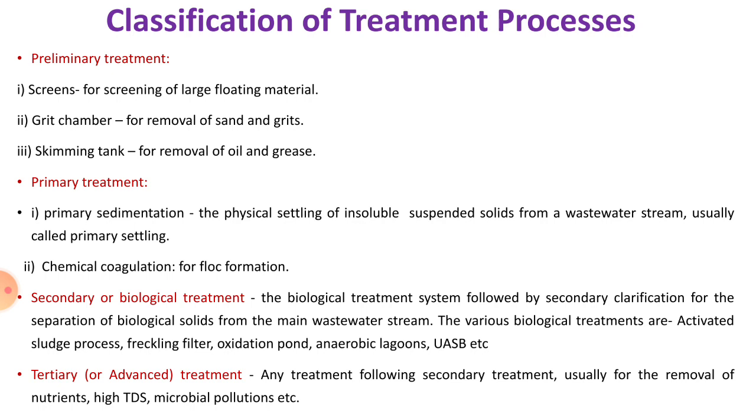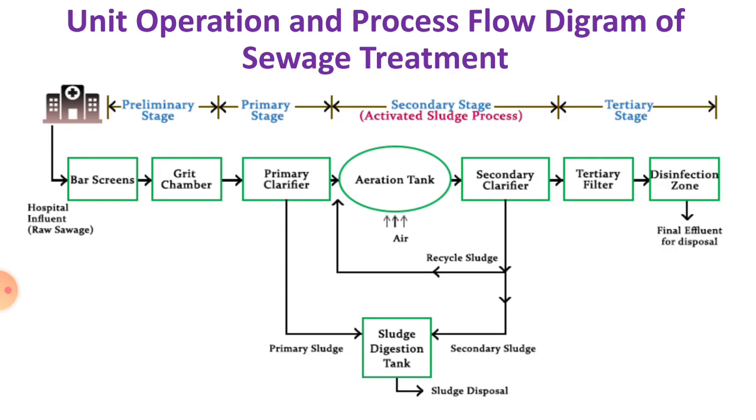So let us see what the different types of preliminary, primary, secondary and tertiary treatment are. Here is the flow sheet which shows the unit operations and processes of sewage treatment. If you see, the effluent is coming from the hospital. It is called raw sewage. Very first, the bar screen is used. It is also called a screening operation, where all the floating materials get removed. Then it goes to the grit chamber, where the grit, sand particles, eggshells, or particles heavier than water are removed.